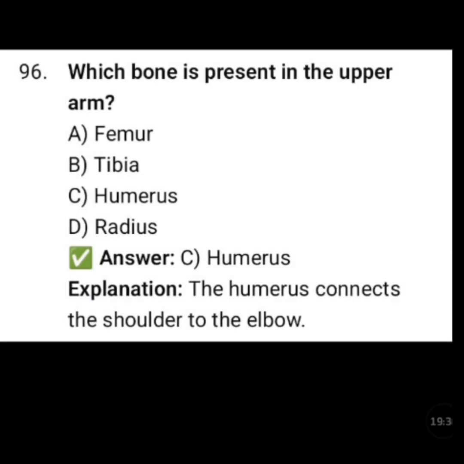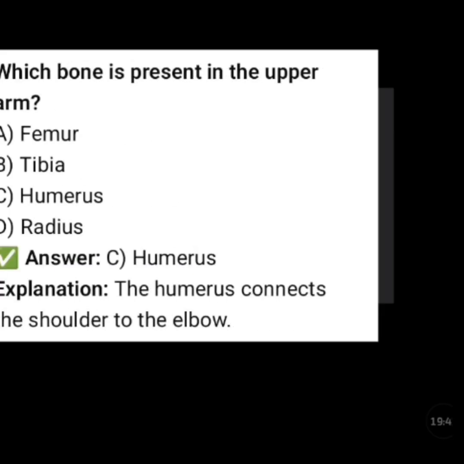Which bone is present in the upper arm? Femur, tibia, humerus, radius. The correct answer is option C, humerus. The humerus connects the shoulder to the elbow.